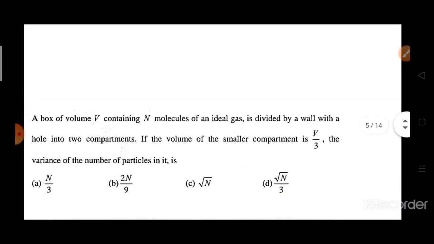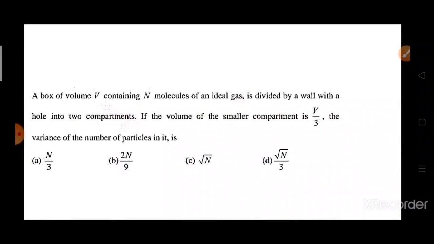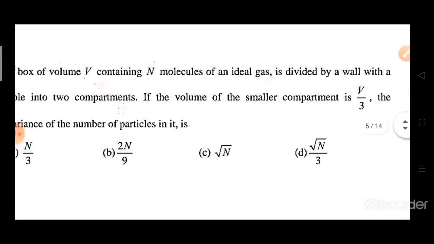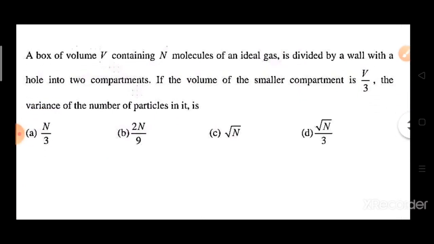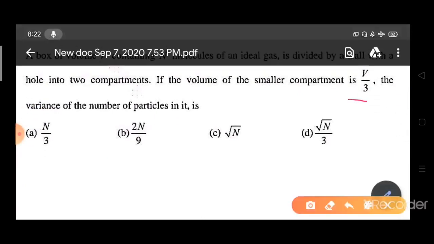A box of volume V containing n molecules of an ideal gas is divided by a wall with a hole into two compartments. If the volume of the smaller compartment is V by 3, the variance of the number of particles in it is n by 3, 2n by 3, or root n by 3.